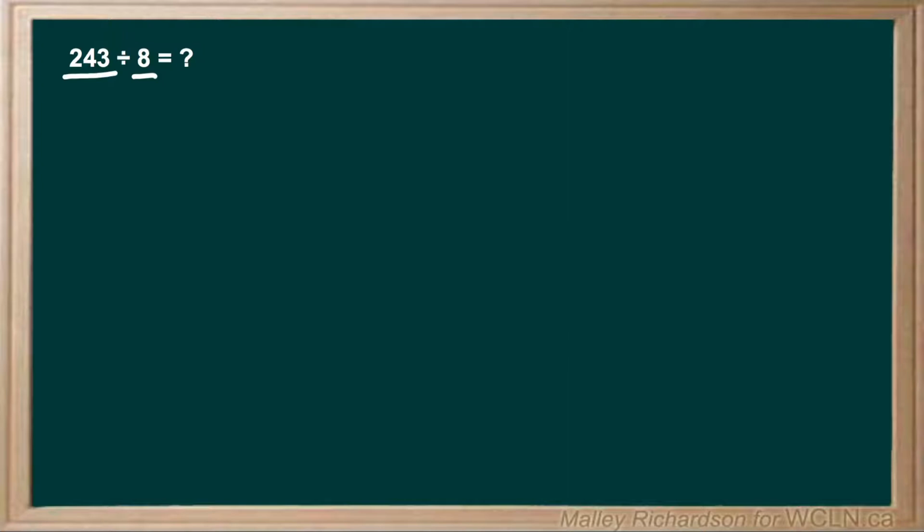So now that we know that 243 is our dividend and 8 is our divisor, let's set up our question. We first want to draw our den, and inside our den goes our dividend, which is 243. And outside the den goes our divisor, which we know to be 8. So now that we've set up our question, let's start our long division process.